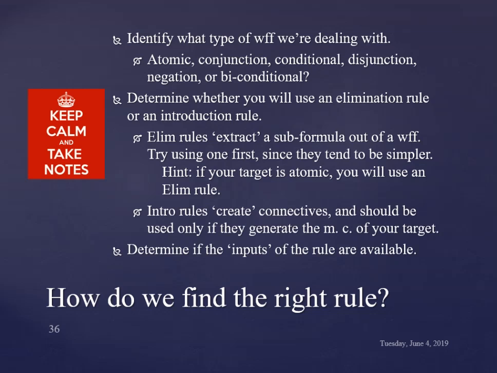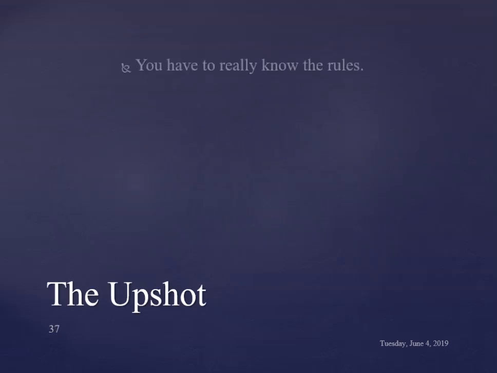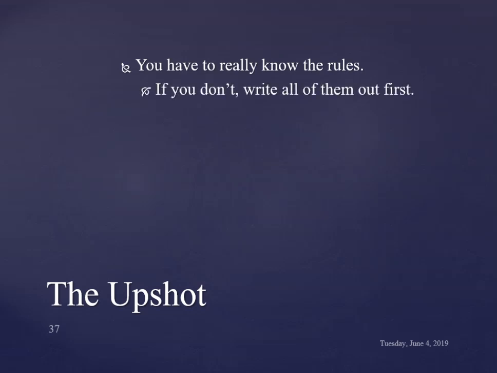Then determine if the inputs of the rule that you want to use are available. Now you saw in that one problem that the inputs of the rule that we were trying to use weren't available, and so we had to figure out a different rule. All right, so here's the main point. You really do need to know the rules. If you don't know the rules, write them out first. Make sure you have them all before your eyes and make sure you understand them. You do have to do some process of elimination. This is just part of doing logic. There's nothing wrong with this. But once you narrow things down, it'll be easier.